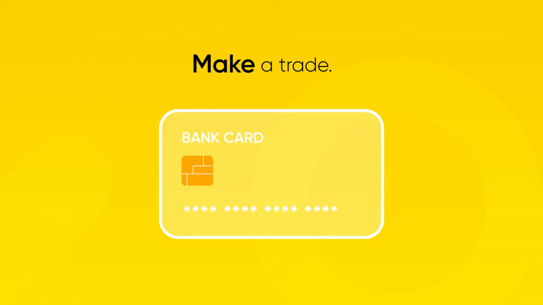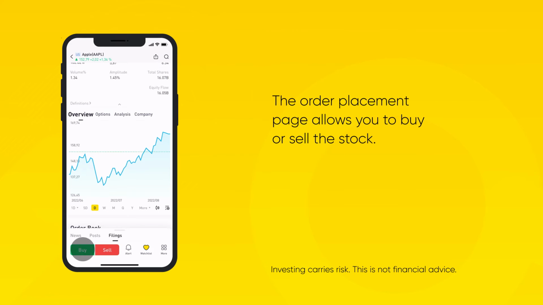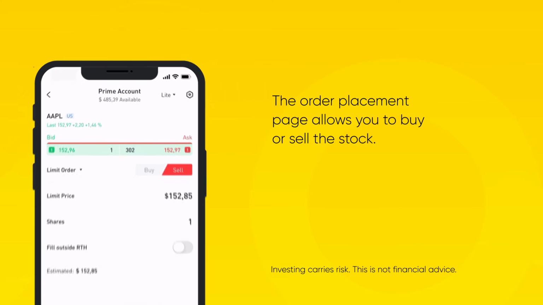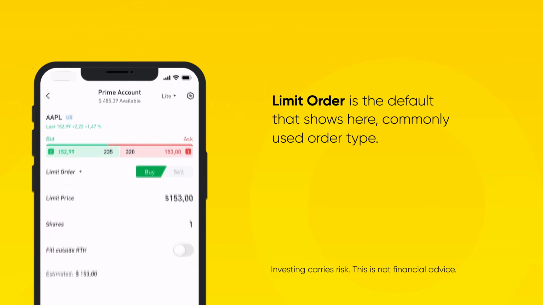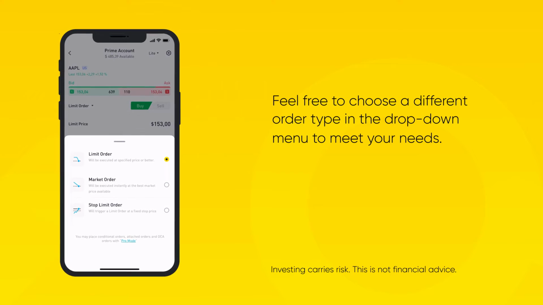Let's make a trade together. At the bottom of the symbol page, you can click buy or sell. Once on the order placement page, you can also change the buy or sell direction. Limit order is the default that shows here. Please feel free to choose a different order type in the drop-down menu.